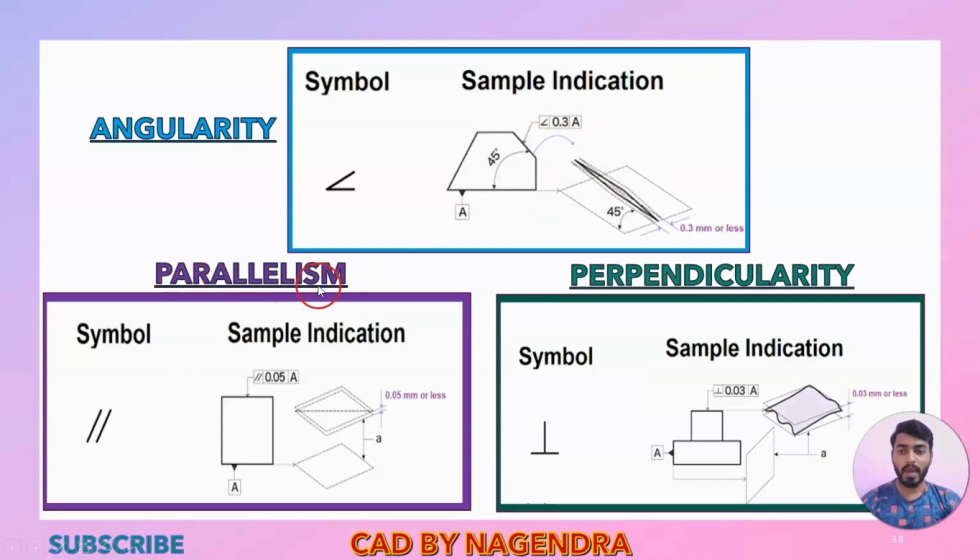Then if you go for parallelism, you can see this line and this line have a parallelism relation, with a tolerance value of 0.05 with reference to A. It means this line has parallelism with this much tolerance with reference to this side line. Then perpendicularity. For example, for this horizontal line we have a perpendicular relation with a tolerance value of 0.03 with reference to this vertical line, datum A. We can mention it like this.